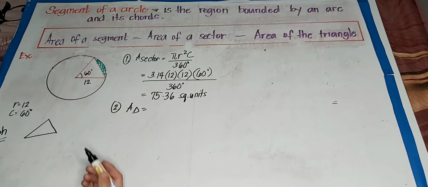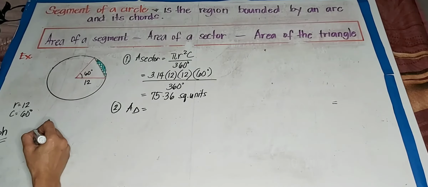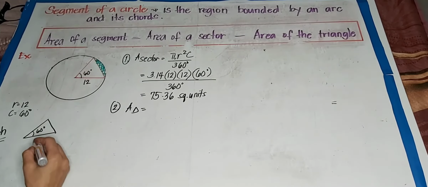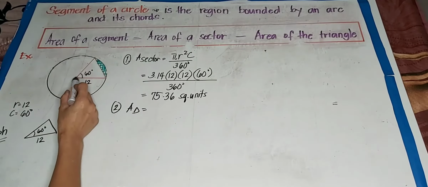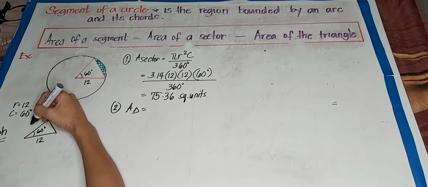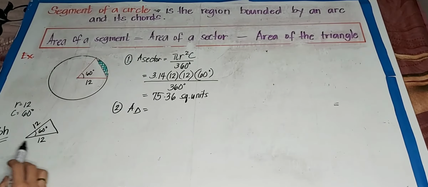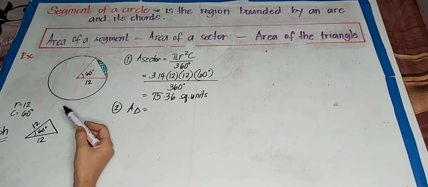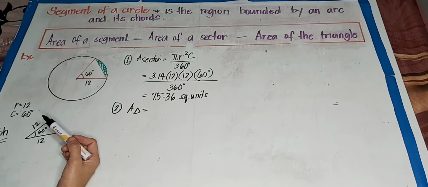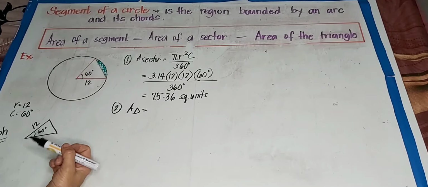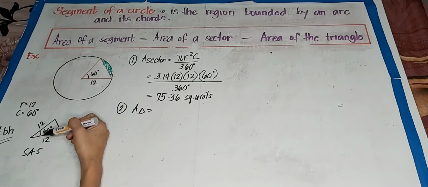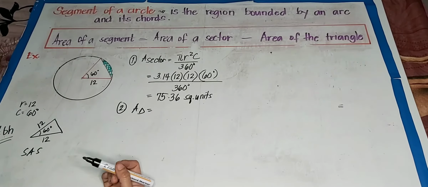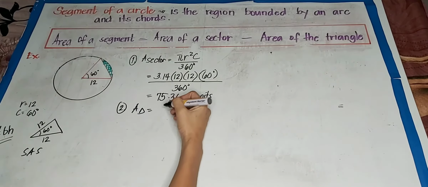Ganyan. So, this is 60 degrees. Tapos, ito ay 12. Okay. So, kung 12 ito, so of course, 12 din itong kabila. Right? So, dahil wala tayong height, ang kailangan natin gawin ay gumamit na ibang paraan. We have side, angle, and side. So, we can find the area of this triangle using law of sines.